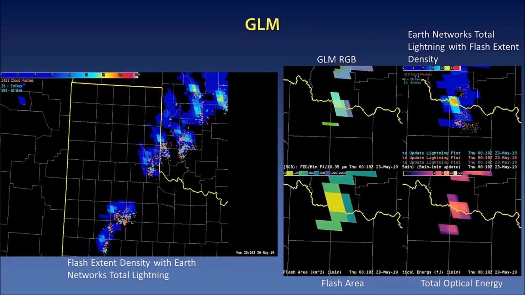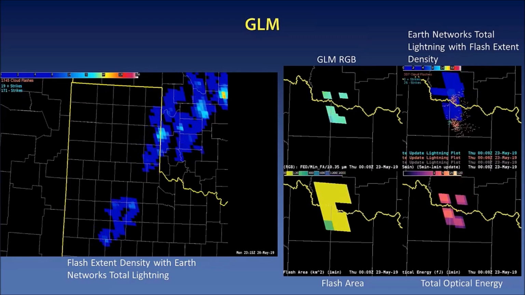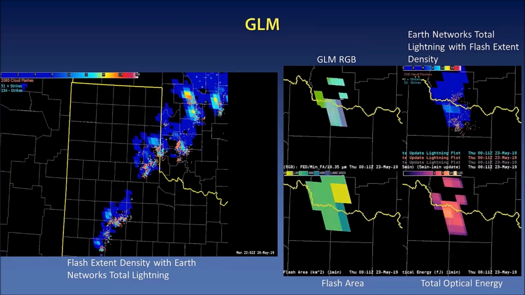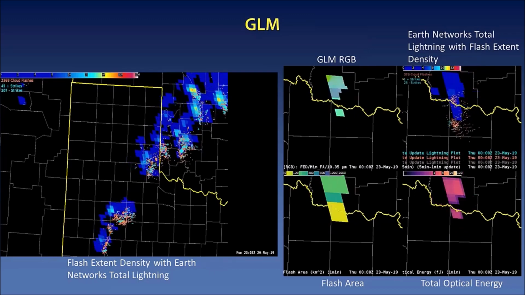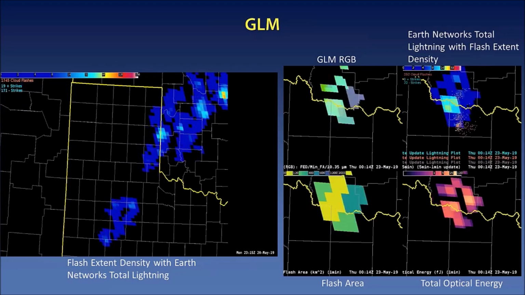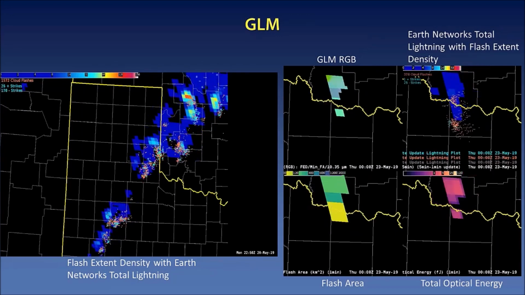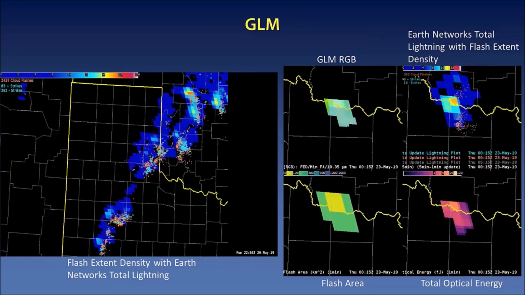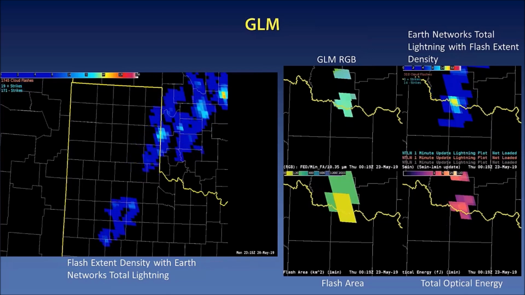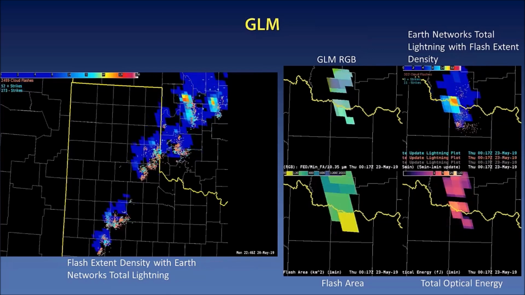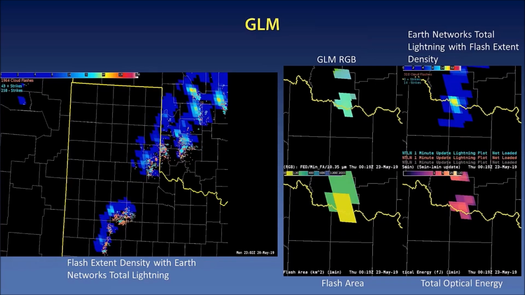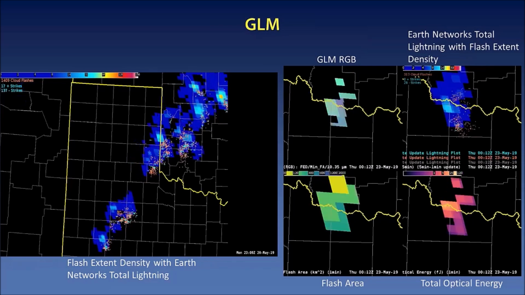The problem that we did see with the GLM flash extent density product through the week, especially out in the Texas Panhandle, is oddly low values at times that didn't seem to match what the ground network was detecting. If you see that in motion there on the left, you're going to see the times where the flash extent density seems to drop out quite a bit, but yet our Earth Networks total lightning values remain about the same.